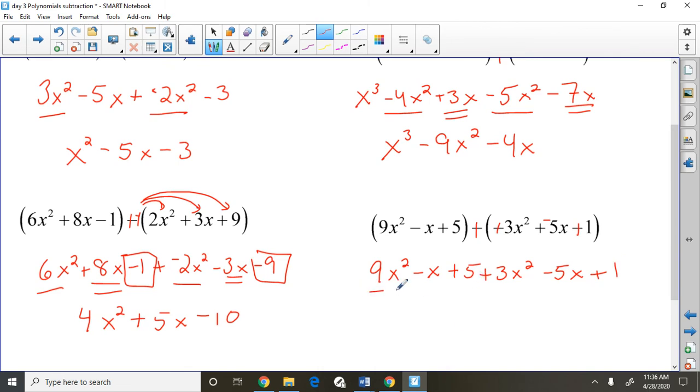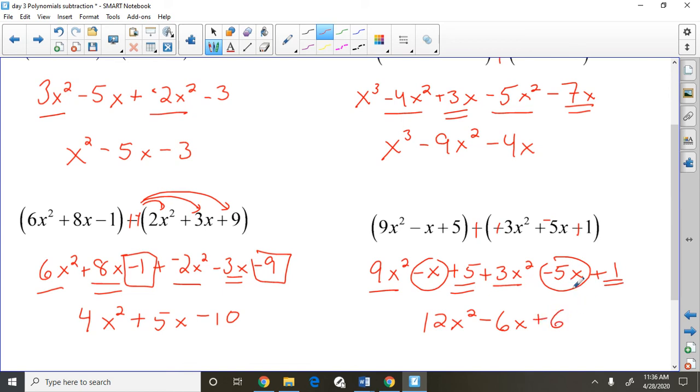Then we do what we were doing last week. Find all the x squared terms, add their coefficients. Find the x's. Negative 1x and negative 5x is negative 6x. Find the constants. Plus 5 plus 1 is plus 6.